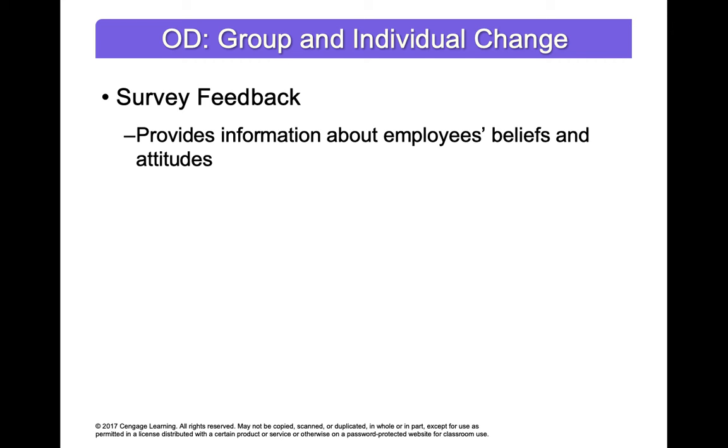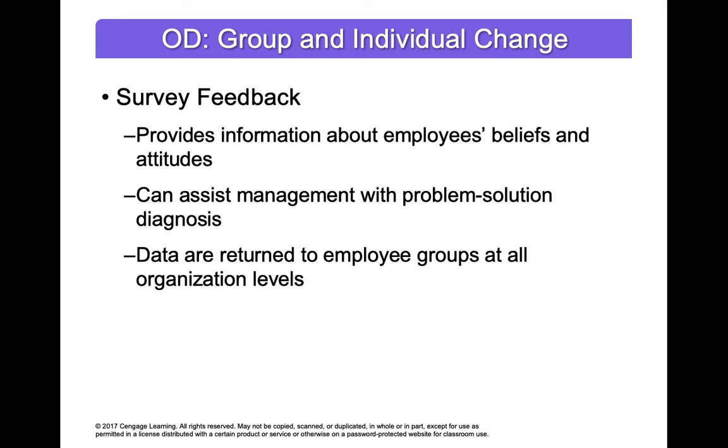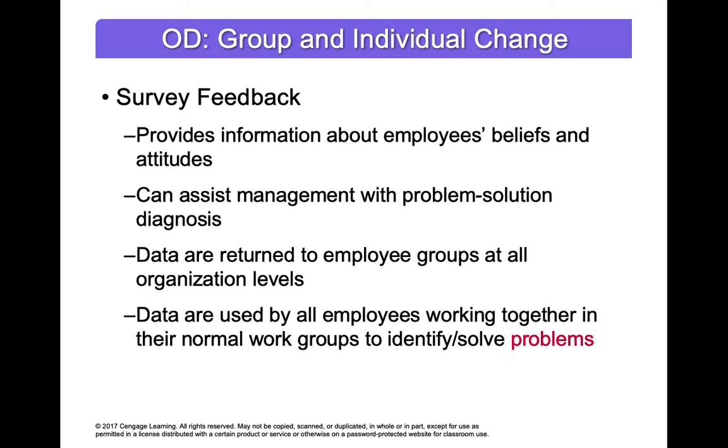And then survey feedback is basically evaluating how things are going by getting information about employee beliefs and attitudes. That obviously assists management with problem solving and conflict. The data is returned to employee groups at all levels, so the whole organization can see how employees are feeling about certain things or what attitudes are going on throughout the organization. And that data is used by all employees working together in their normal work groups to identify and solve the problems during this change process.